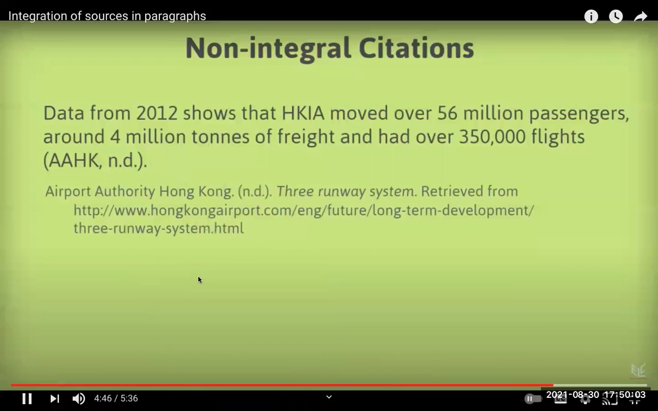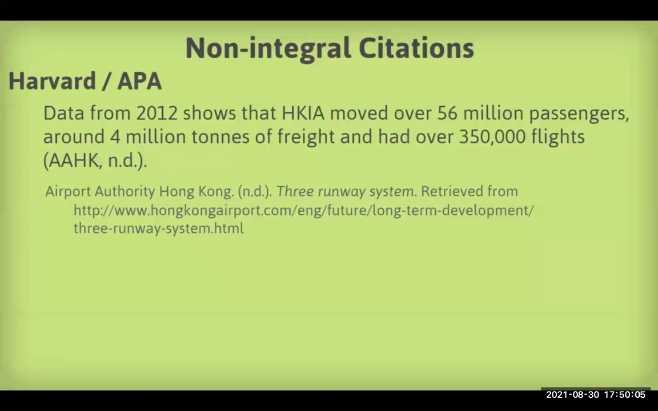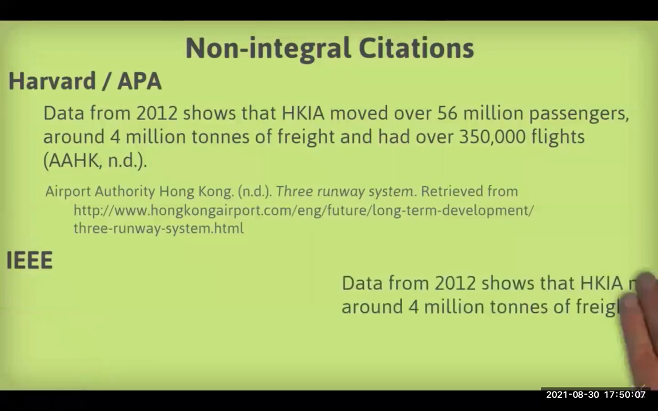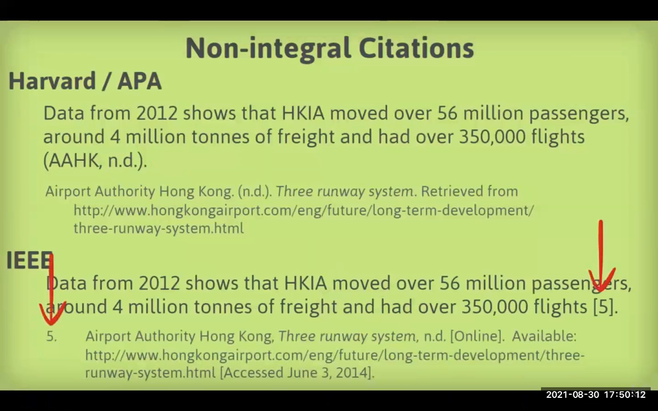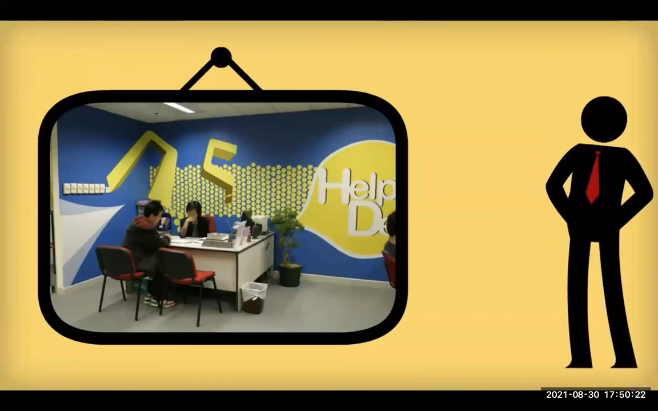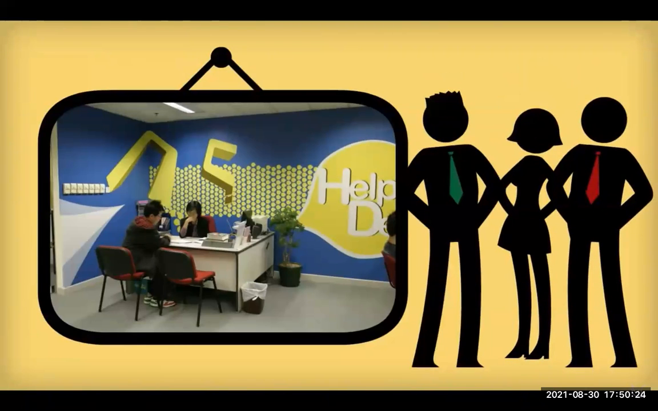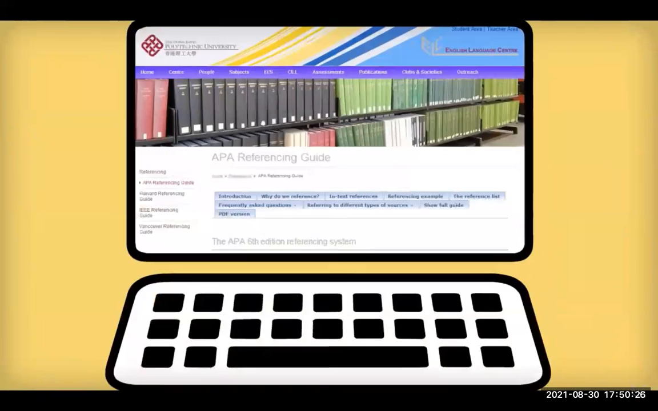With the APA or Harvard style, it's done this way. And with IEEE style, you just need the reference number in square brackets like this. There are many ways you can integrate citations into your work, and it will always depend on the sentence grammar and the information. If you're still stuck, don't forget you can always ask the staff in the SIL for help. Or you can ask your teachers. And remember to look at the online referencing guides.